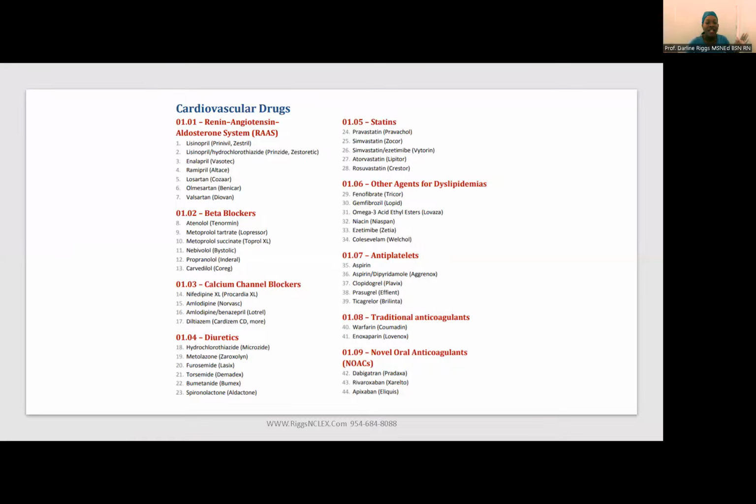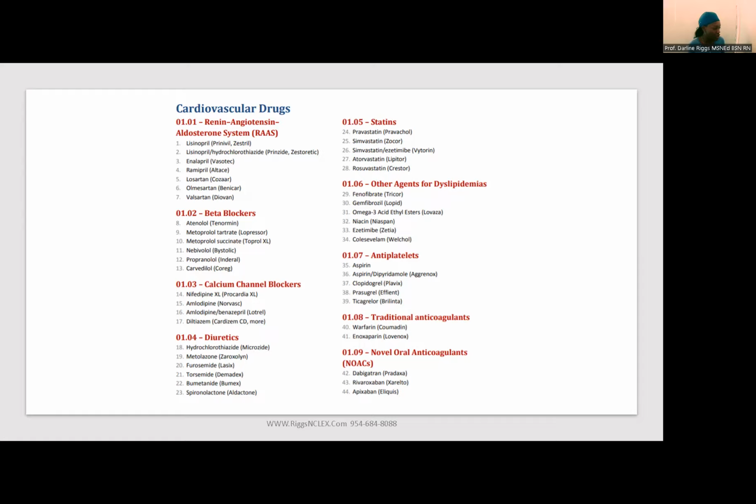So we're coming to the end of the cardiac system. Some of these drugs we've already covered, so this is going to be a nice recap. Recaps are good because they reinforce the information, okay?